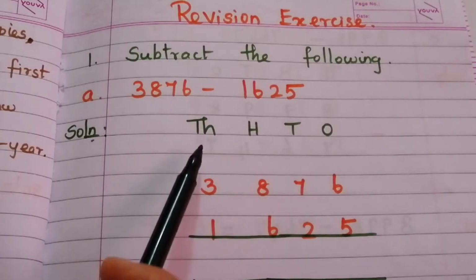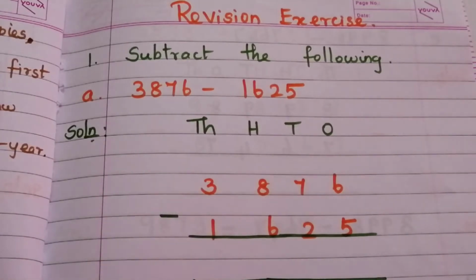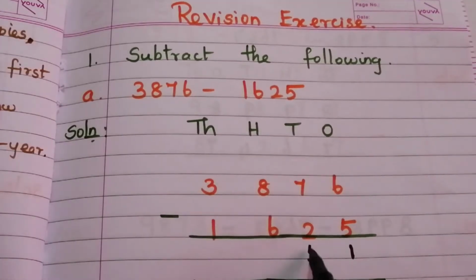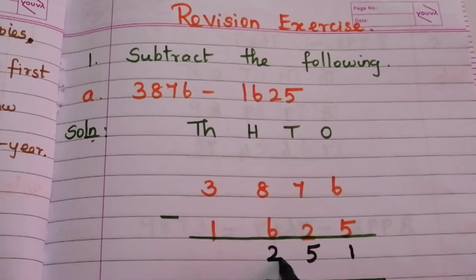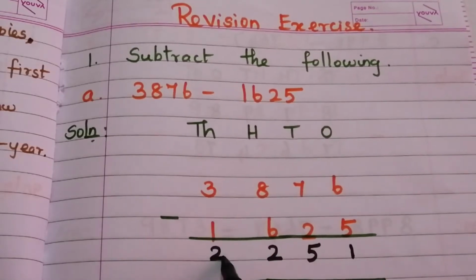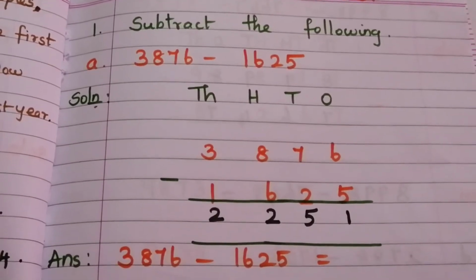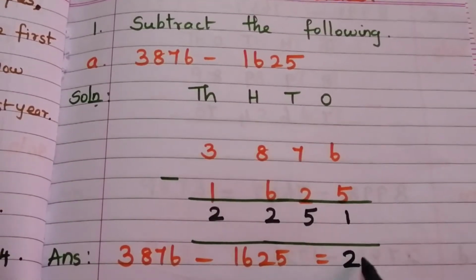and leave two spaces for writing the borrows, and then put the minus sign and start from ones place. 6 minus 5 is 1, 7 minus 2 is 5, 8 minus 6 is 2, 3 minus 1 is 2. So the answer is 2251.